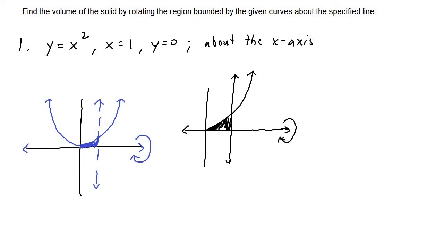Now realize that there is no space separating the axis of rotation and the region, so we can use the disk method because there's not going to be any hole when we rotate this region about the x-axis. And to show you a visual example, if I were to actually rotate this about the x-axis, we would get something like this. So no hole in the object, just a solid object.